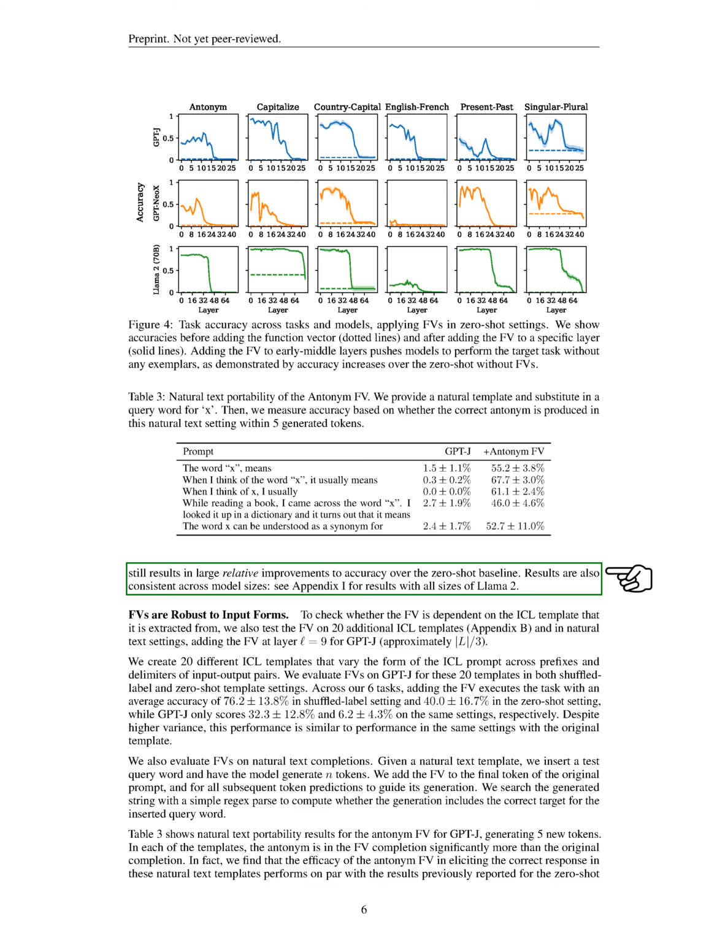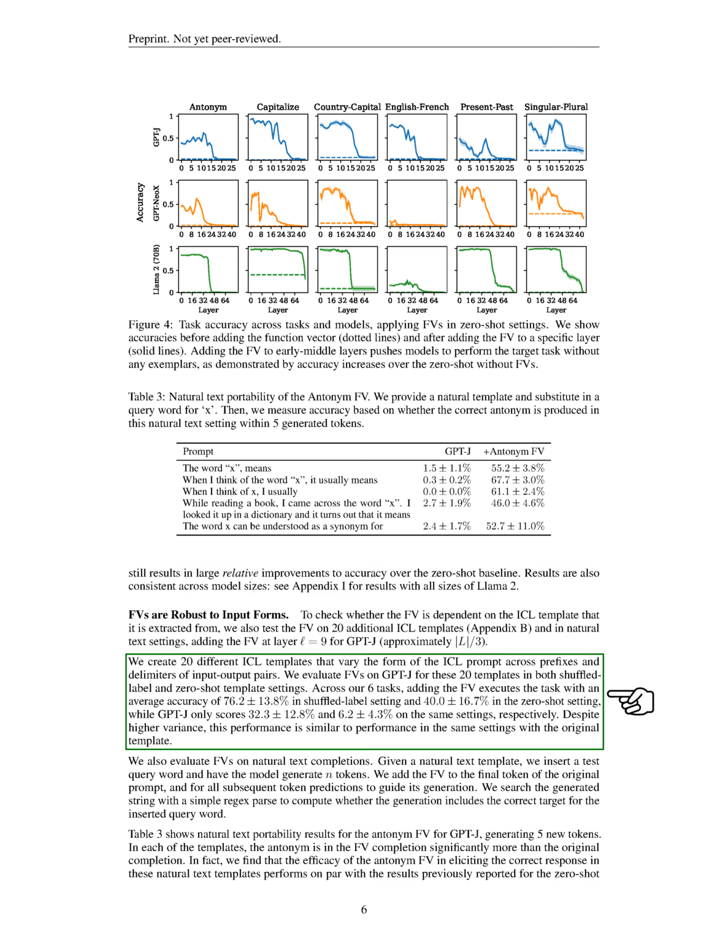The results are consistent across model sizes. We also checked whether the function vector is dependent on the ICL template that it is extracted from. We tested the function vector on 20 additional ICL templates and in natural text settings, adding the function vector at layer 9 for GPT-J, approximately 1/3 of the total layers. We created 20 different ICL templates that vary the form of the ICL prompt across prefixes and delimiters of input-output pairs. We evaluated function vectors on GPT-J for these 20 templates in both shuffled label and zero-shot template settings.